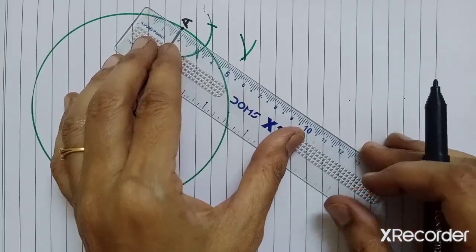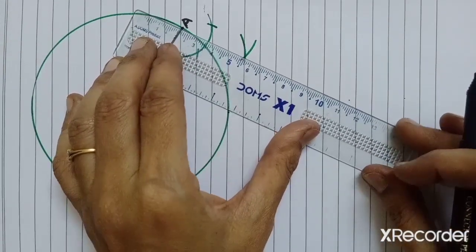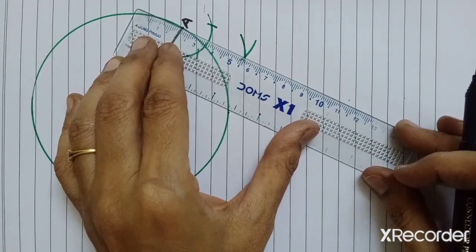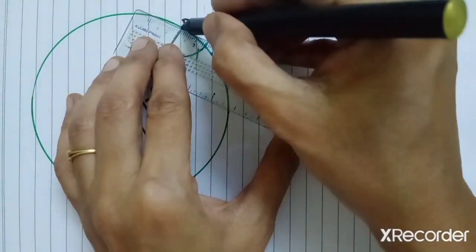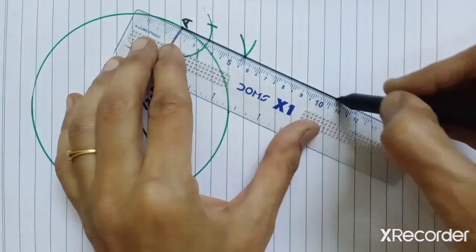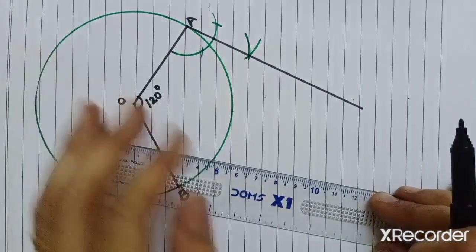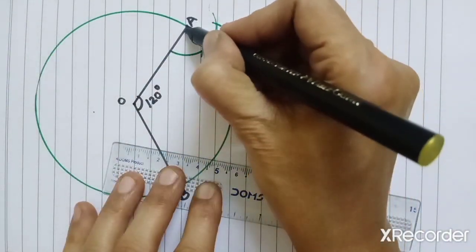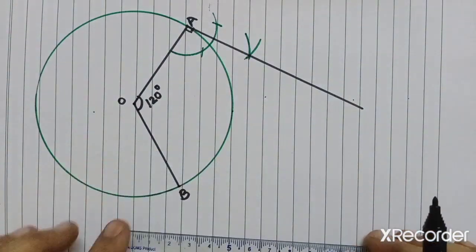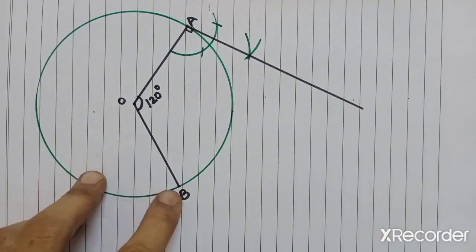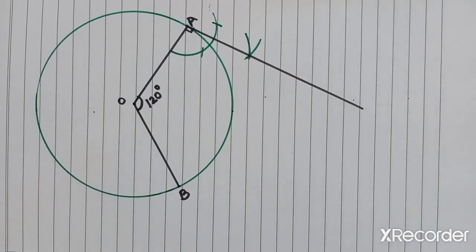Now you join point A and the point of these two intersecting arcs, and extend them. So this will give you a 90 degree ray. So this is your 90 degree angle. Same way we will draw a 90 degree angle at point B.